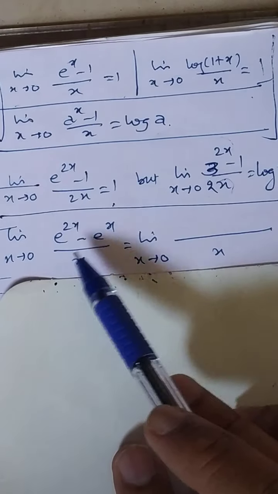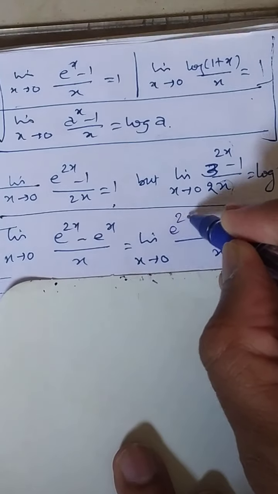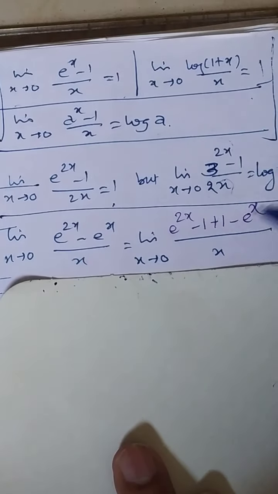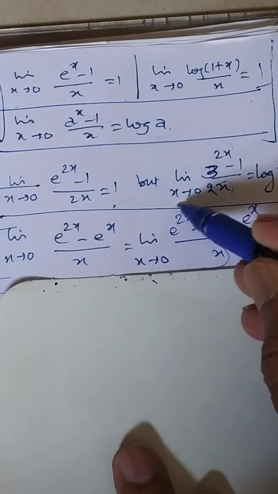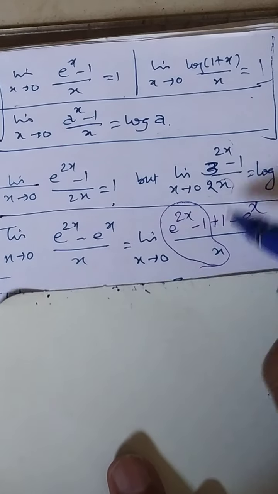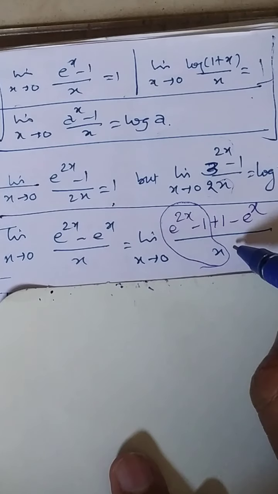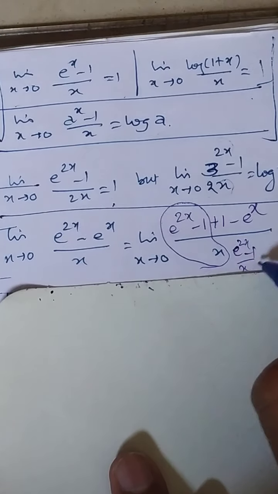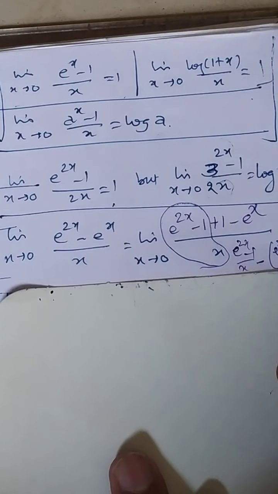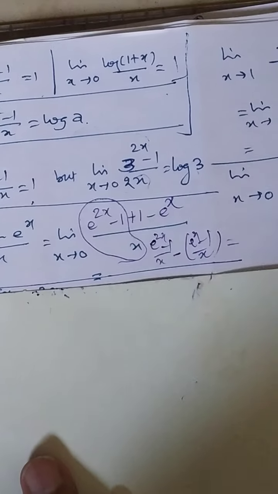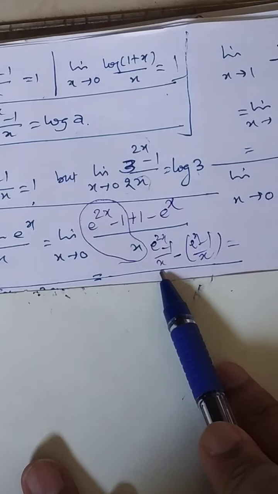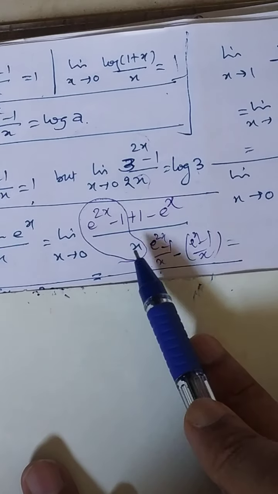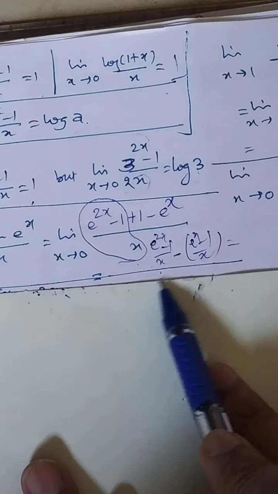Next one. Again the question is in the form of 0 by 0, so it can be done like this: e raised to power 2x minus 1 plus 1 minus e raised to power x. You can club this part separately, then take the minus sign common. So it will be e raised to power 2x minus 1 upon x minus e raised to power x minus 1 upon x, and you know the answer of this part. This is 1. Here it is not 1 because 2 is present. It will be 2, and in this case 1. 2 minus 1, it will be nothing but 1.